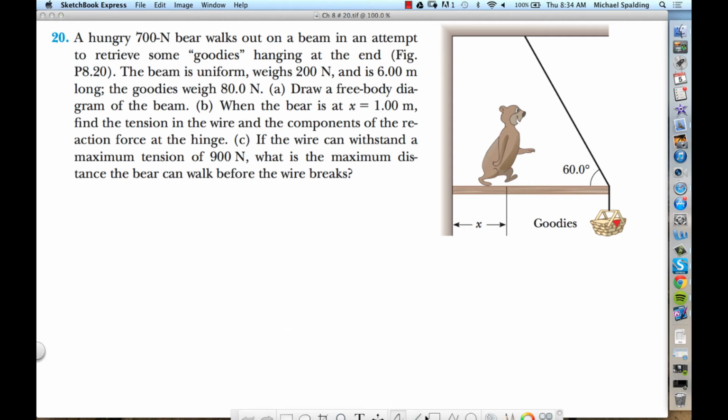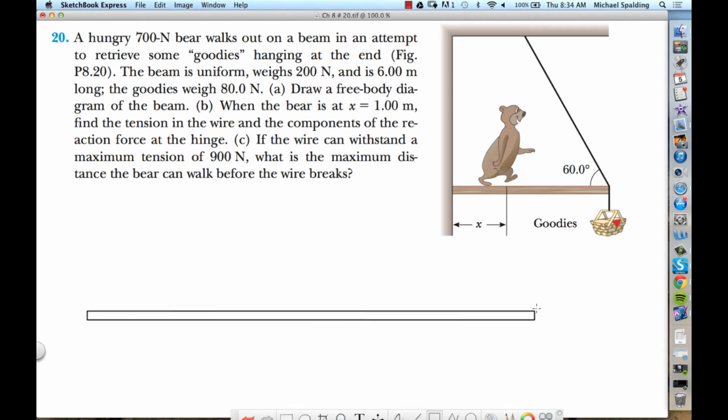Okay, number 20, the hungry bear. So look, first thing you do is you do a free body diagram. So period 1, I know we already did this, but we're going to do it again. Okay, so we're doing a free body diagram for the beam. That's where it all starts. So you got to identify all the forces.